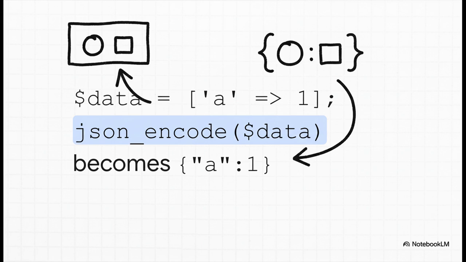I mean, just look at how straightforward this is. You take a normal PHP array, you run it through one function, and bam, you get a perfectly formatted JSON string. It's now ready to be sent off to a web browser or some other API. The power you get from that one line of code is just incredible.